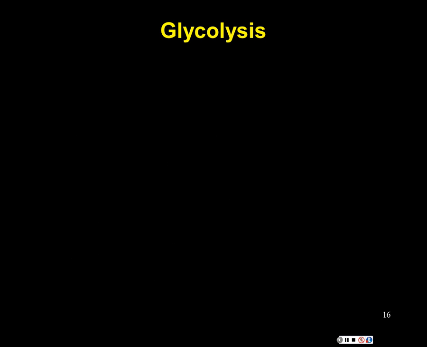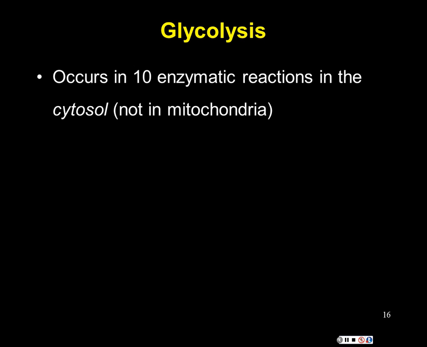The glycolytic pathway, or you can call it glycolysis, does occur in 10 separate reactions in the cytosol. This is important, where it occurs. It occurs in the cell cytoplasm or cytosol, and it's enzymatically regulated. It's important to understand it's not in the mitochondria. So we can make ATP certainly in the cytosol very easily during glycolysis.